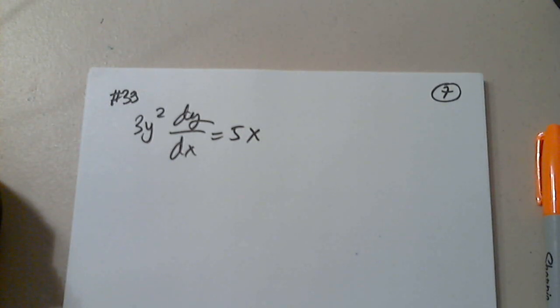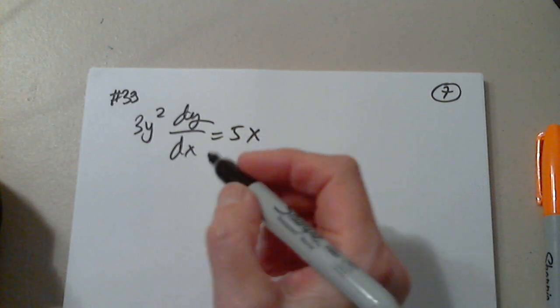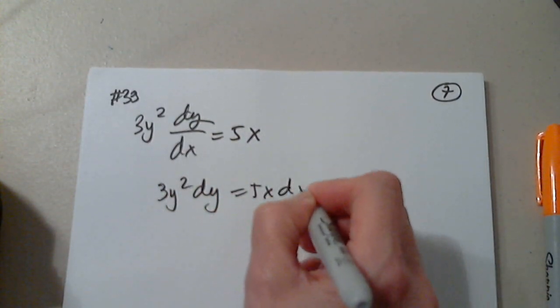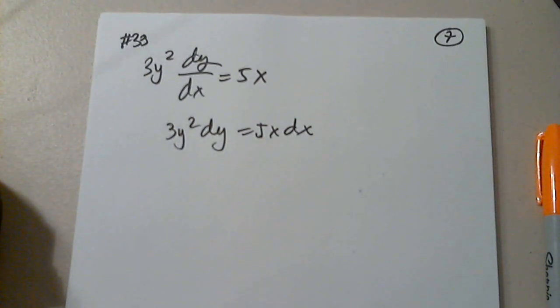So do we set y to one side and x to the other side? Yes. So multiply 5x by dx. We multiply both sides by dx. 3y squared dy equals 5x dx. Yay! What is the next step? They are completely separated. Done. What now?